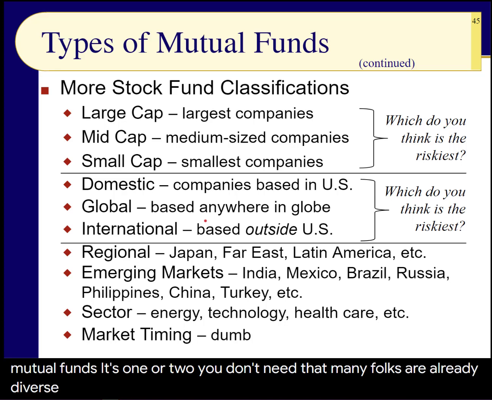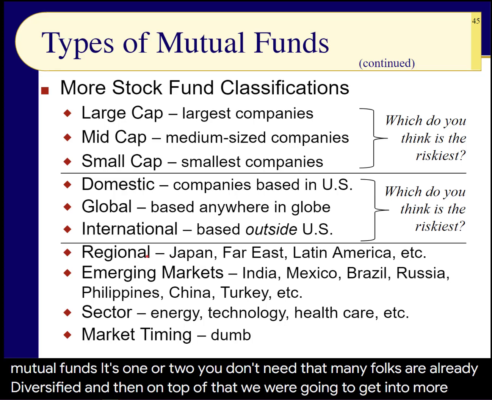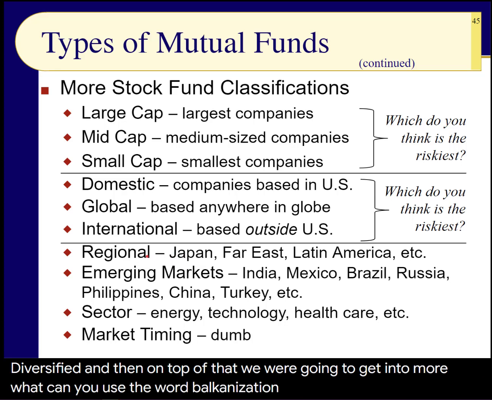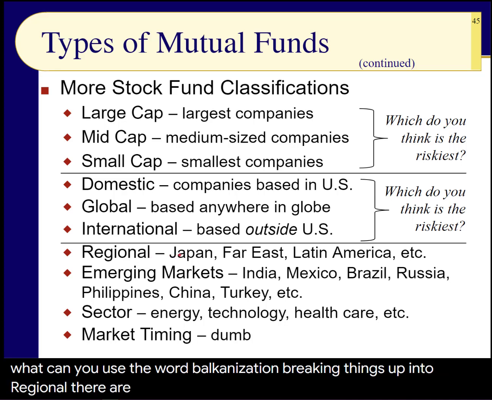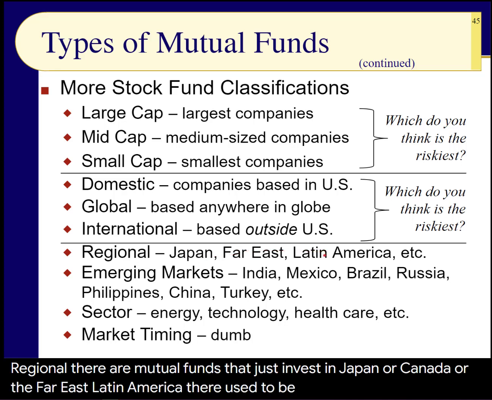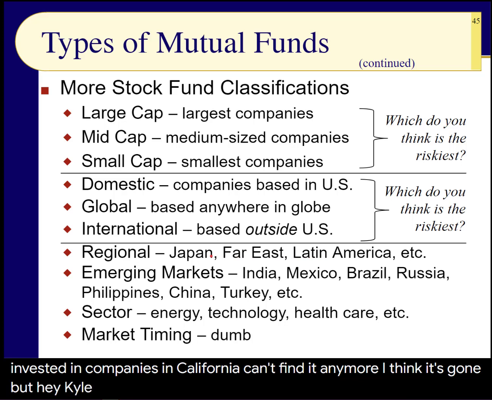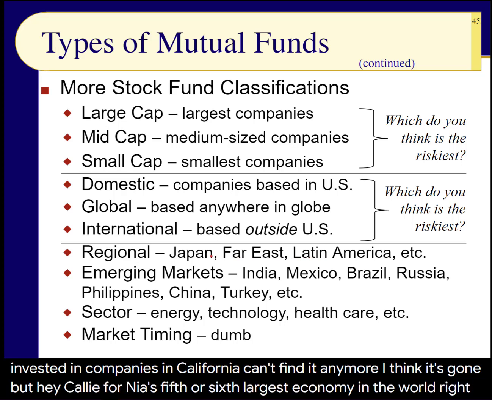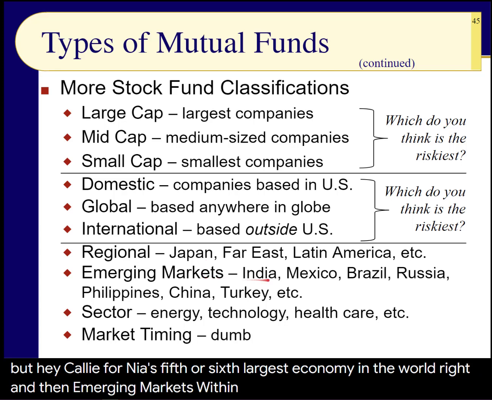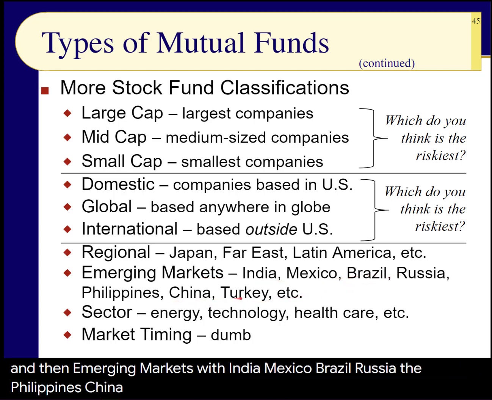They're already diversified. And then on top of that, we were going to get into more, what can you use, the word balkanization, breaking things up, into regional. There are mutual funds that just invest in Japan or Canada or the Far East, Latin America. There used to be a mutual fund that just invested in companies in California. Can't find it anymore. I think it's gone. But hey, California is 5th or 6th largest economy in the world, right? And then emerging markets with India, Mexico, Brazil, Russia, the Philippines, China, Turkey, South Africa. Yeah. Or sector funds.